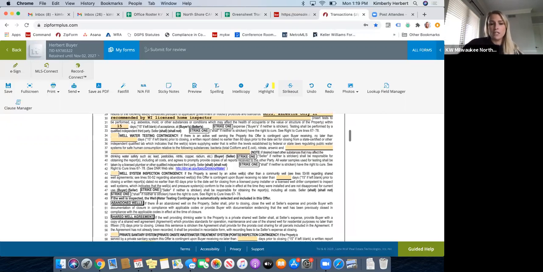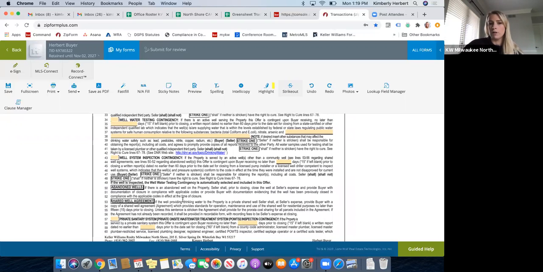All right, the next few contingencies are really more applicable if you're writing an offer on a property in a rural area. So well water testing, I should say well water and well system. There are definitely still some within the Southeast Wisconsin area that have private wells, but for sure septic, those aren't really that common within the North Shore area. But again, as you get further out in the rural areas, you'll want to have these contingencies in here only if the property is serviced by a private well and a septic.